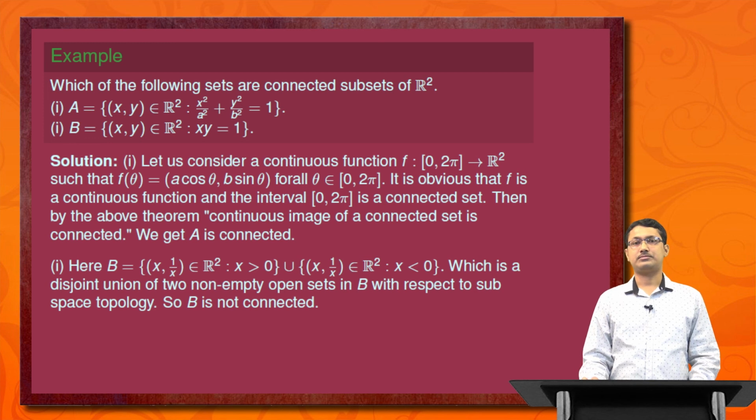So we get that A is a connected set. For the second one, let B be equal to the ordered pairs x comma 1 by x belonging to R square such that x strictly greater than 0, union the ordered pairs x comma 1 by x belonging to R square such that x strictly less than 0, which is a disjoint union of two non-empty open sets in B with respect to the subspace topology. Because B is nothing but the equation of a rectangular hyperbola, so there are two parts. One part lies in the first quadrant and another part lies in the third quadrant. So B can be expressed as a disjoint union of two non-empty open sets with respect to the relative or subspace topology. So B is not a connected set.